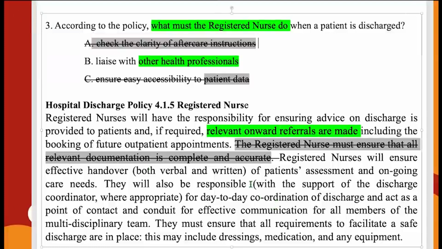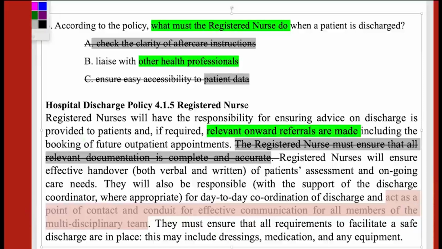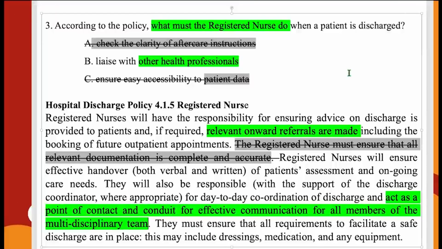Again, you should act as a point of contact and conduit for effective communication for all members of the multidisciplinary team. Does it include other health professionals than you? Again, the answer is repeated. See, when there is a policy, then when you are supposed to do something, there is a structure. So this is clear. Let's get into the structure of this particular type.